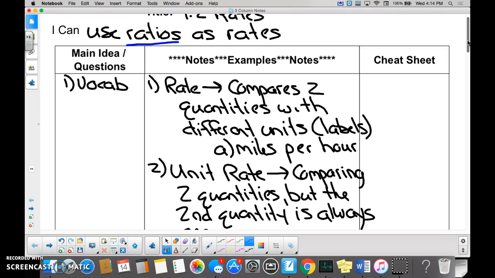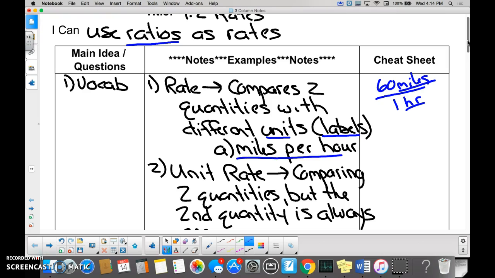A rate compares two quantities with different units. When I say units, I mean labels. An example would be miles per hour. You don't need to write this down, but if you are going 60 miles in 1 hour, that is going to be a rate. It's also a ratio because we're comparing two quantities. But now we're going to be a little bit more specific and call it a rate because we're comparing two quantities with different labels. One label is miles, one label is hours, 60 miles per hour.